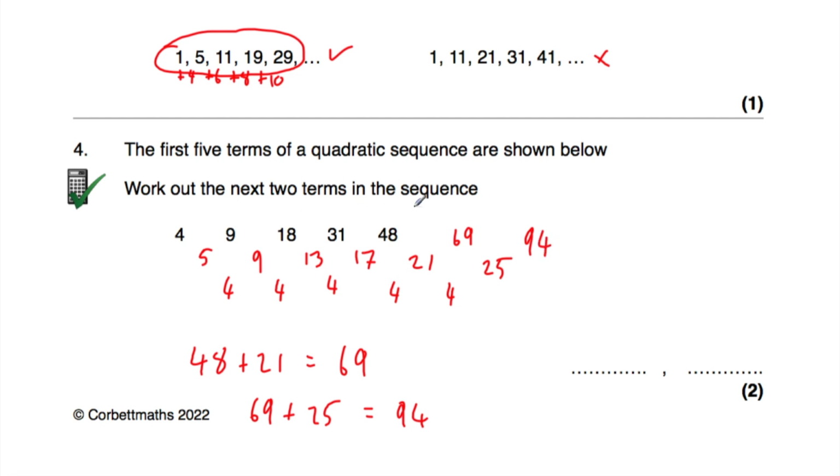We were asked to work out the next two terms in the sequence, so our sequence would go 4, 9, 18, 31, 48, and then 69 and 94. Those are the next two terms, and the reason is that what we're adding is getting bigger by 4 each time. So if we wanted to find the next number, we would add 29, and for the next one, we'd add 33, and so on. Okay, let's have a look at question number 5.